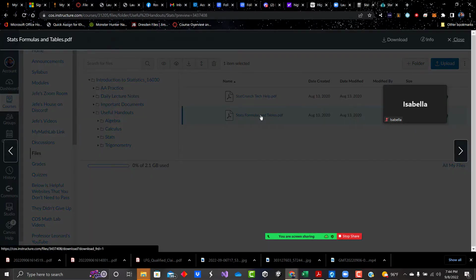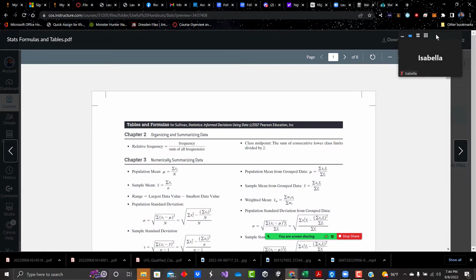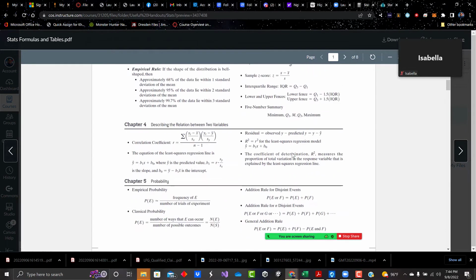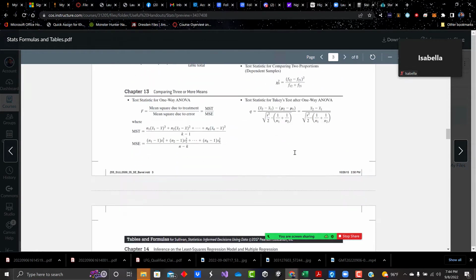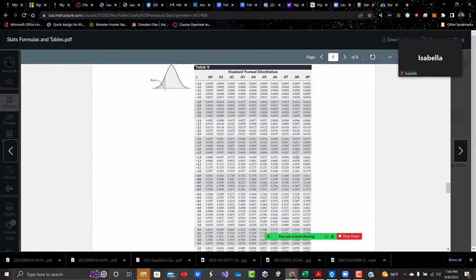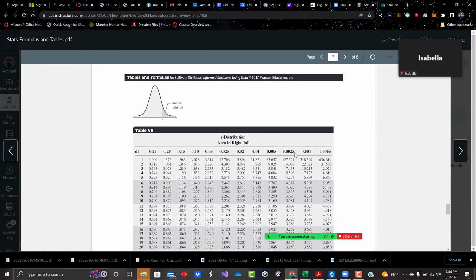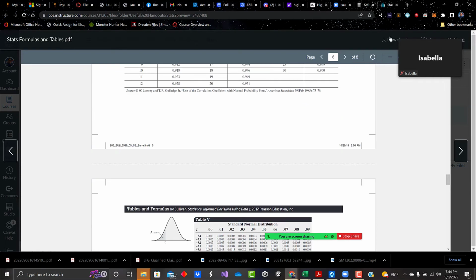The other one, stats, formulas, and tables. If it's not the first thing on here, I'd be surprised. It's not the first thing. Where is my bell curve on here? Oh my gosh, they don't have the empirical rule bell form. Wow. Fail.